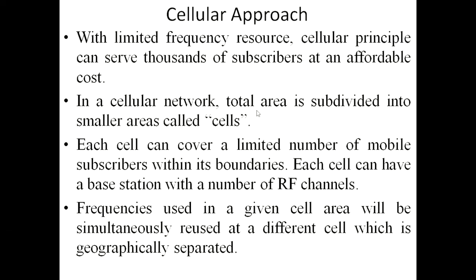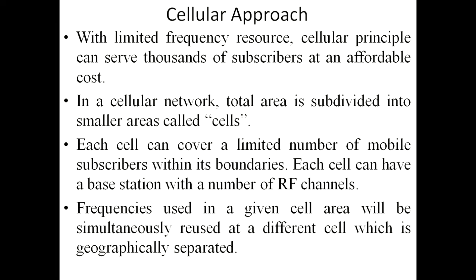The first and foremost thing in the cellular approach is that the entire geographical area is divided into a number of small areas, and each small area is called a cell. Each cell can cover a particular radio coverage with a limited number of mobile subscribers, and each cell has a separate base station with a number of RF channels. The concept here is the repeated use of the same frequency by multiple users. That is the meaning of dividing the entire area into a number of cells.